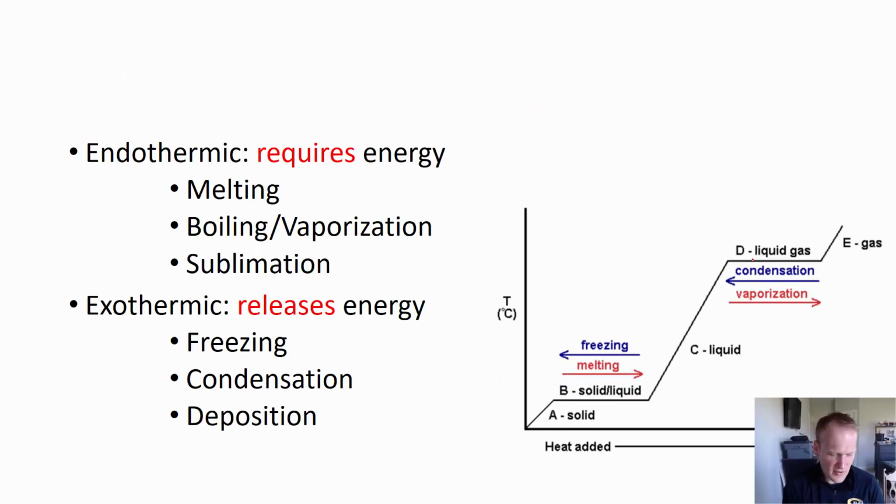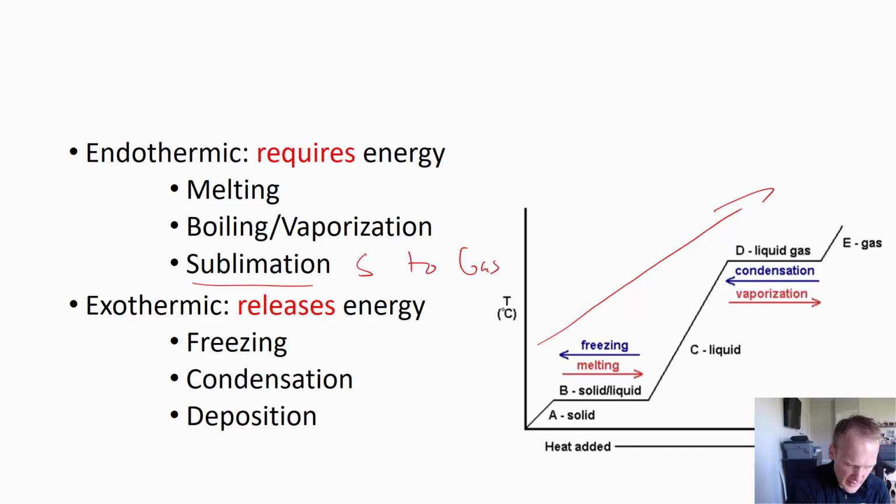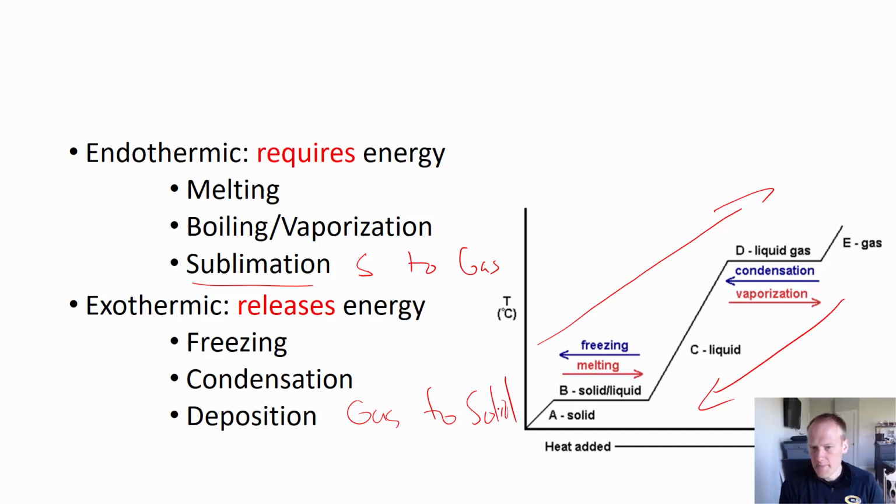So with this, we just kind of covered this already. But endothermic changes would require energy, and therefore would be going up. So melting and vaporization, and sublimation, that's when we go from a solid to a gas. And then exothermic is when we go down, we want to lose heat. Freezing, condensation, deposition, this is when we go from a gas to a solid. But just know the difference between those two.